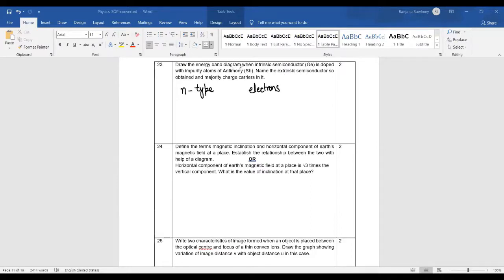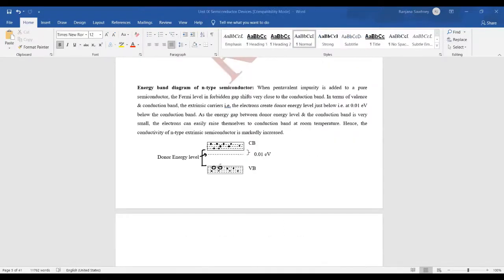Also, you have to plot the energy band diagram. So here I show the energy band diagram. This is the energy band diagram for N-type extrinsic semiconductor.